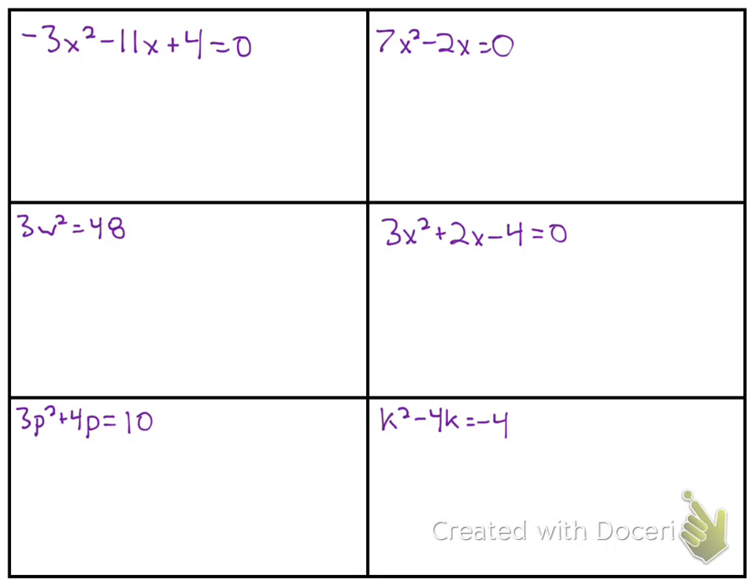Let's keep going. So next one, we're going to go x equals negative 11, so I have two negatives, plus or minus the square root of negative 11 squared minus 4 times negative 3 times positive 4, all of that over 2 times negative 3.